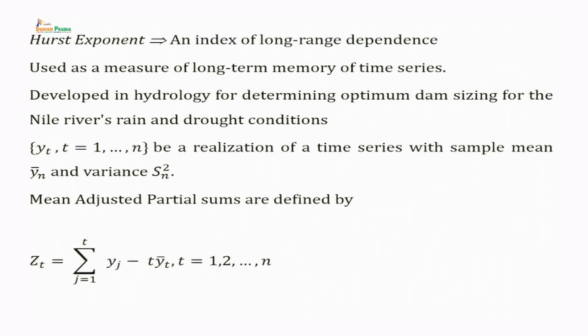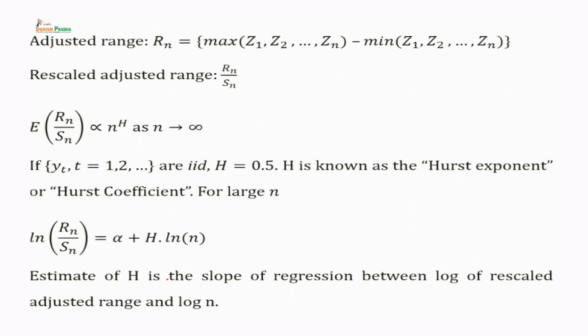So, suppose y t is an observed time series, t equal to 1 to n, and it has sample mean y bar n and sample variance s square n. Then mean adjusted partial sums are defined as z t is equal to summation j equal to 1 to t of y j minus t times y bar n. So, z t's are the mean adjusted partial sums. Then the adjusted range R n is defined as the maximum of z 1, z 2, ..., z n minus the minimum of z 1, z 2, ..., z n, meaning the range of z's. Then the rescaled adjusted range is R n upon S n.